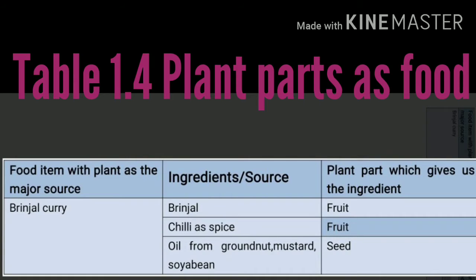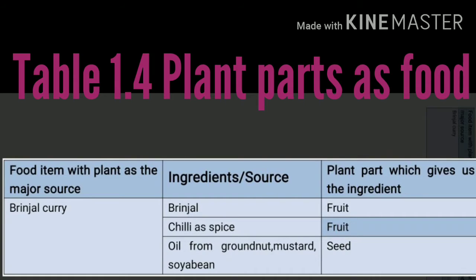Now see here, first ingredient is brinjal. Which plant part is it? Brinjal is a fruit, the plant part which gives us the ingredient. Second, chili as a spice. We use chili as a spice to prepare brinjal curry. So chili is which plant part? Fruit. Fruit is the plant part of the chili plant which gives us the ingredient.